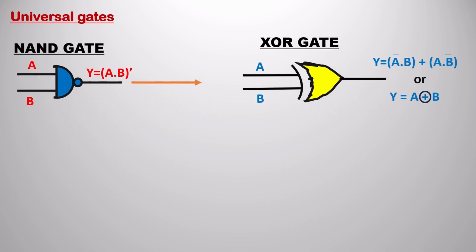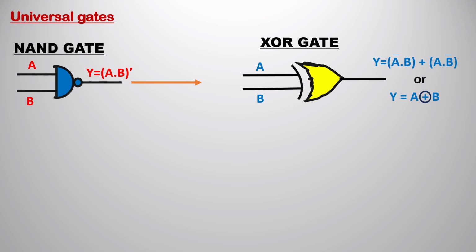So let's start with the XOR gate implementation using NAND gates. Let's take some formulas we have discussed before: A dot B whole bar for the NAND gate, and A XOR B for the XOR gate. XOR can be simply written as A bar B plus A B bar. If you don't know why this is so, this is the standard basic formula. The circuit for this is shown in the next picture.